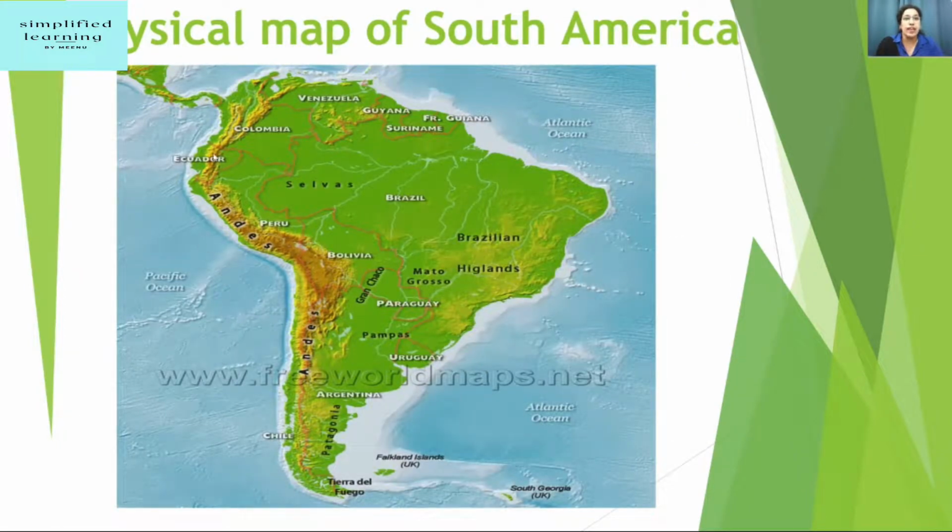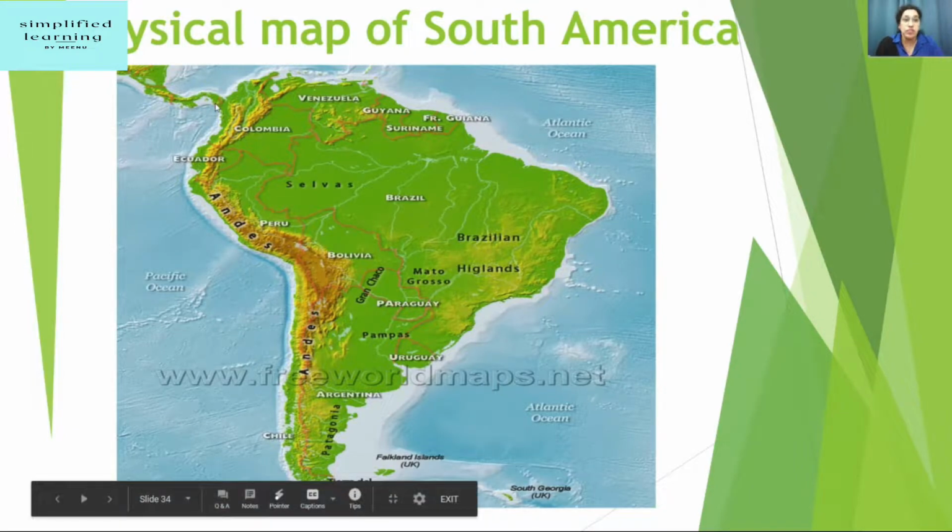So you can see here, this is a physical map of South America. You can see all the physical features shown here. Okay, starting with the first, this green portion. Yes, between the Andes Mountains and the Pacific Ocean. Clear? So these are the coastal plains, or we call them West Coast Plain. So the first physical feature is West Coast Plain.